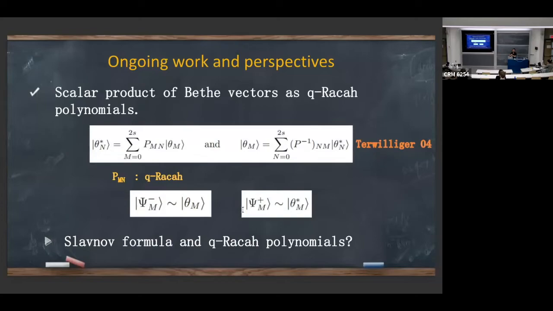And our idea here is to investigate the scalar product between the Bethe vectors, which from the integrability side we know is expressed in terms of Slavnov or Gaudin formulas, and we hope to get some nice connections between the scalar product of Bethe states and the qRacah polynomials. I mean, we hope to be able to express such a scalar product in terms of qRacah polynomials, right? And maybe some Slavnov formula in terms of qRacah polynomials and so on.